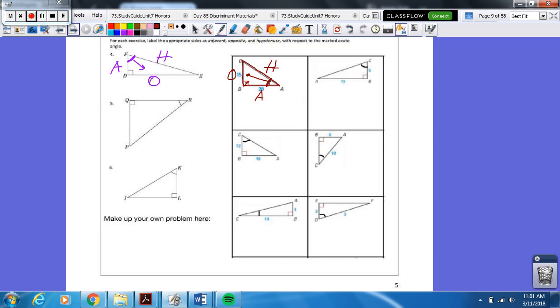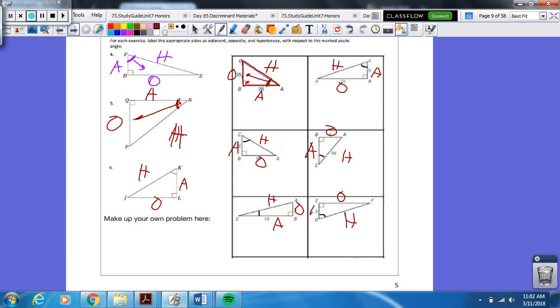Alright, great job. Check it out. So this one, let's see if you got it. This is the hypotenuse, this is the opposite, and this is the adjacent. Got it. How about this one? Hypotenuse, opposite, adjacent. Raise your hand if you're getting stuck, and your teacher will come over and help you. Great work, great work, great work.